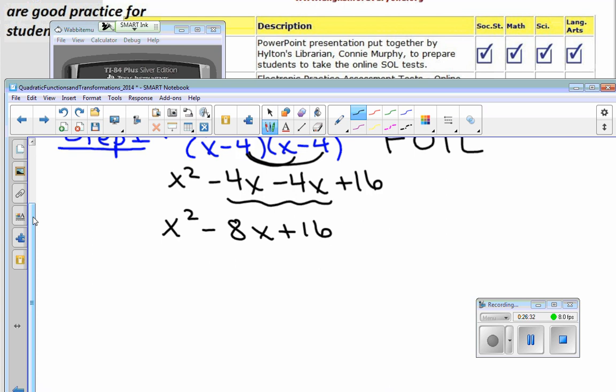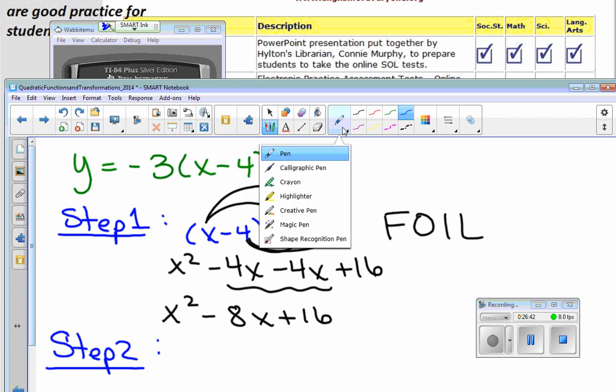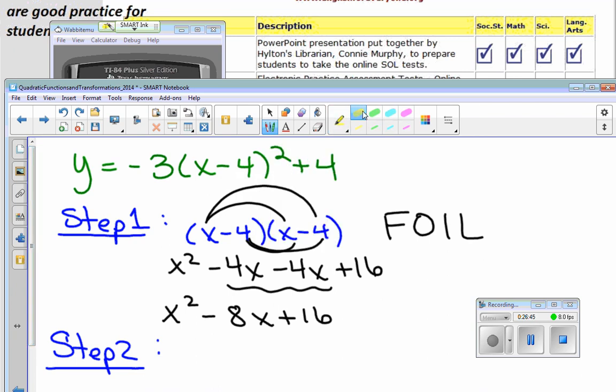I think I got it. Good. Let's see if you did. Let's check. Step 2. What is step 2? Replace and distribute. I'm going to be replacing this with this in my equation. And here is where I'll deal with the -3.